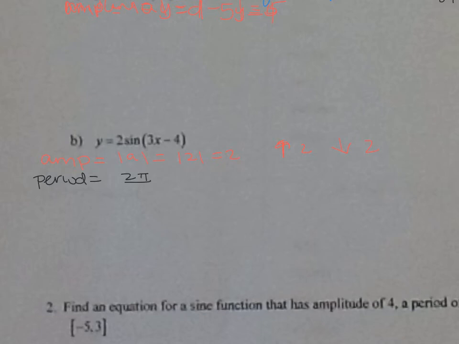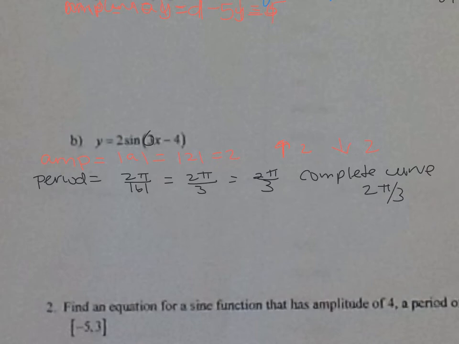That's 2 pi over the absolute value of B. So that's 2 pi over B is what's in front of X, which is 3. So that's 2 pi over 3. Now remember, the period is when you will see one complete curve. So we'll see one complete curve in 2 pi over 3.